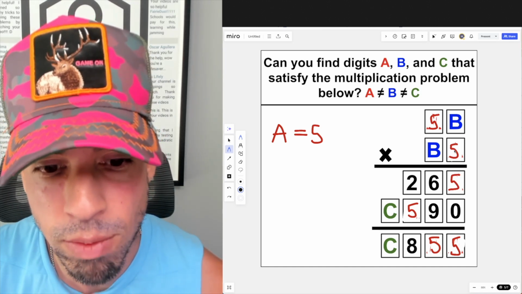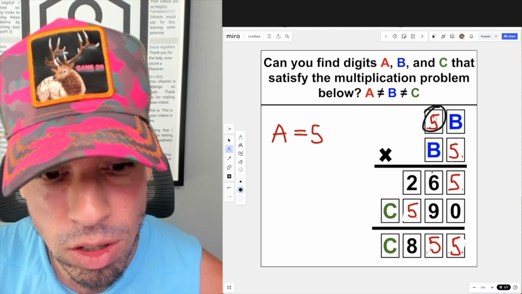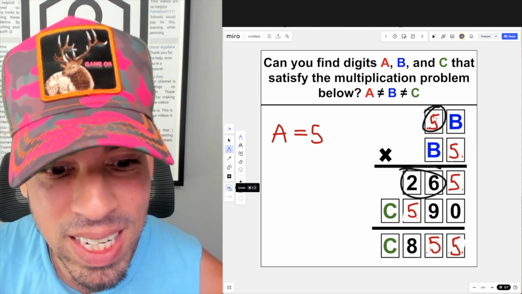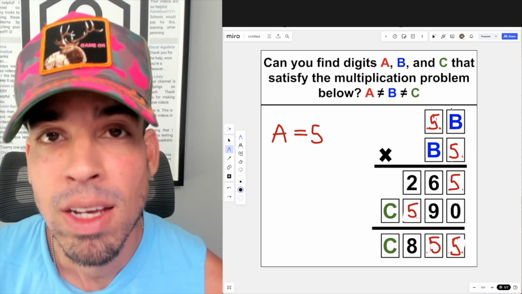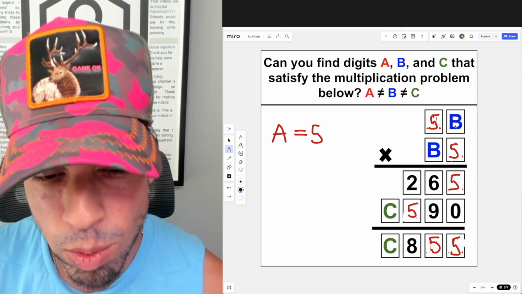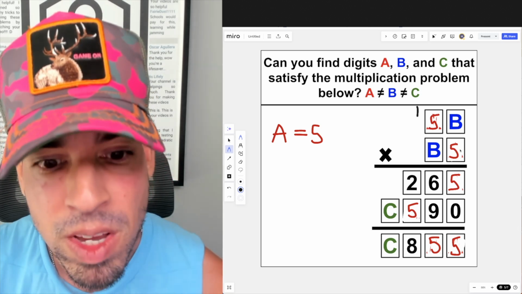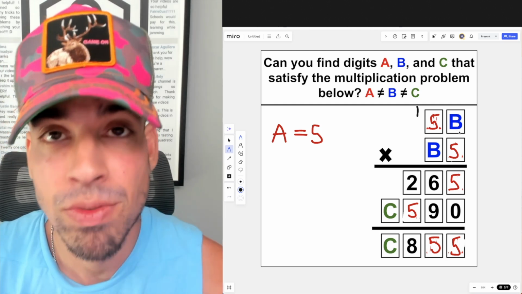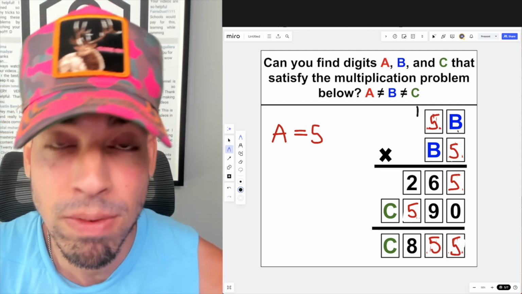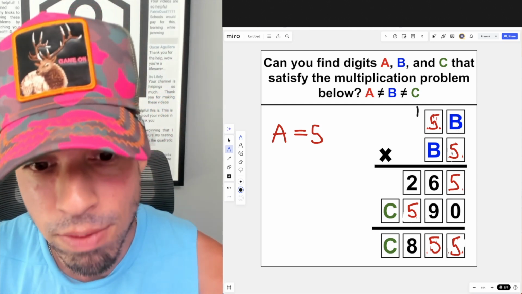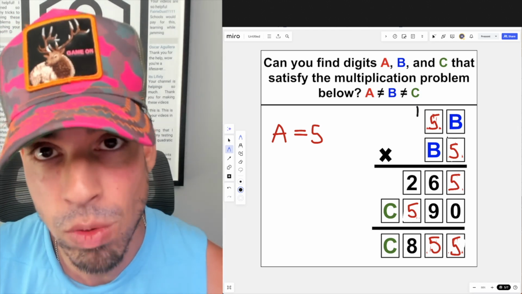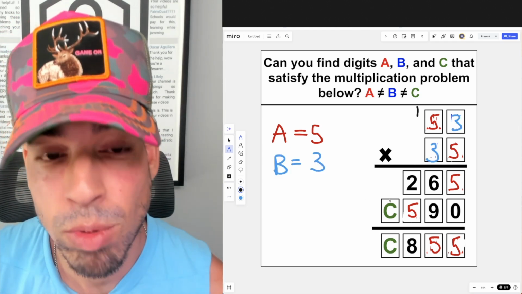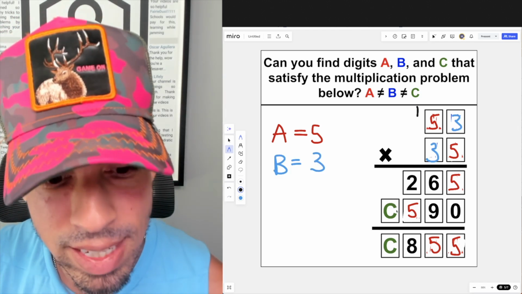And then what else do we have? We have 5 times 5 right here. That should give us 25, but instead it gives us 26. That means that the carry when we do 5 times B is only 1, which means the only viable option for B is 3, because 5 times 3 is 15 with a carry of 1. 5 times 5 is 25. That's too big. 5 times 1, there's no carry, and so on and so forth. Now that we know that B is 3, the only thing left to figure out is C.